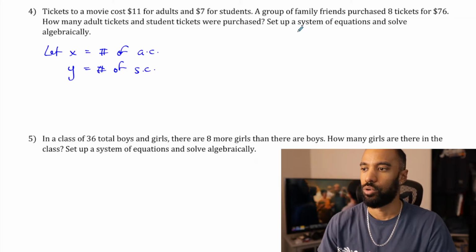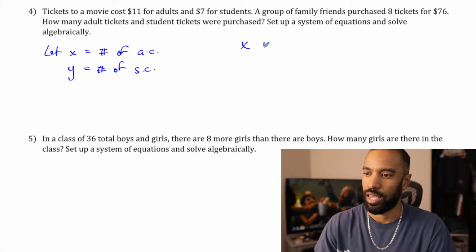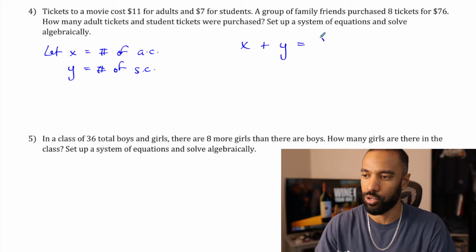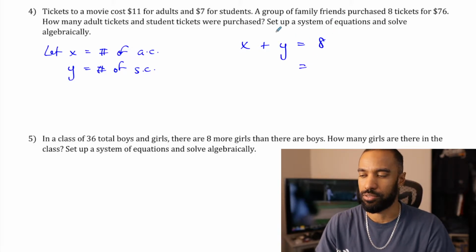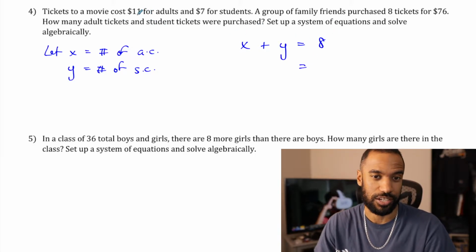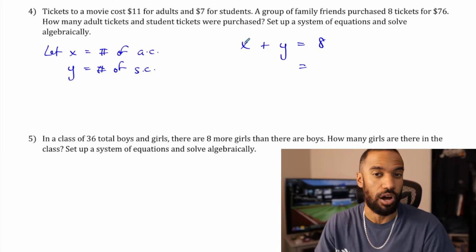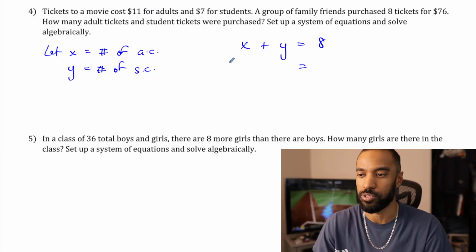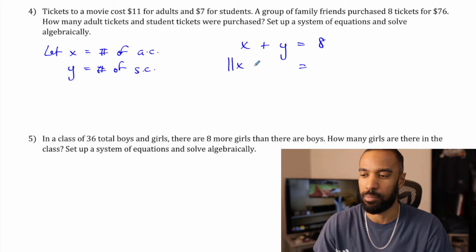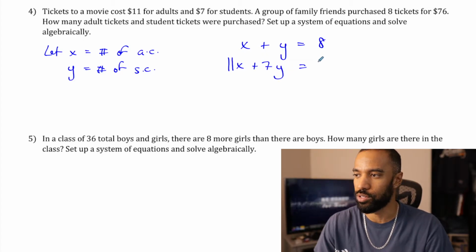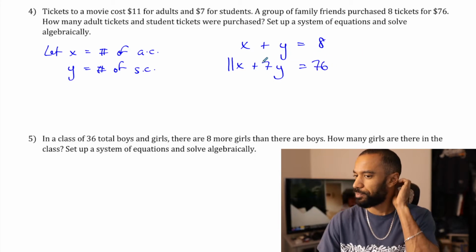Purchased there. So, 8 tickets total. Adult tickets plus student tickets equals total tickets. And then dollar amounts. This is actually smaller numbers. This is actually a lot easier than the others when it comes to solving eventually. We don't have to say decimals. $11 per adult times the number of adults plus $7 per student times the number of students equals $76 total.